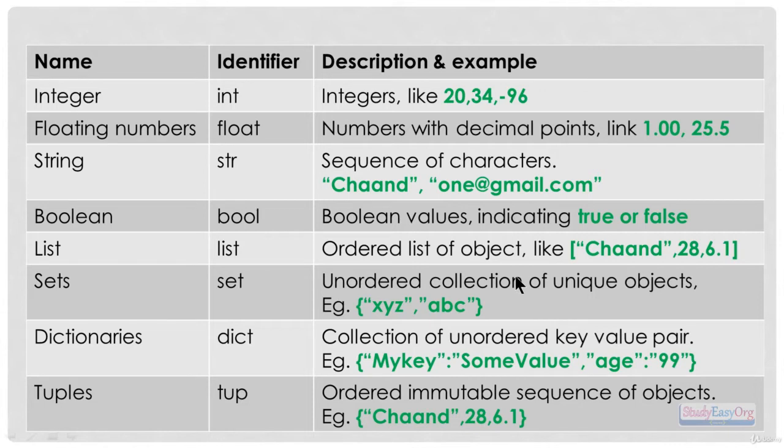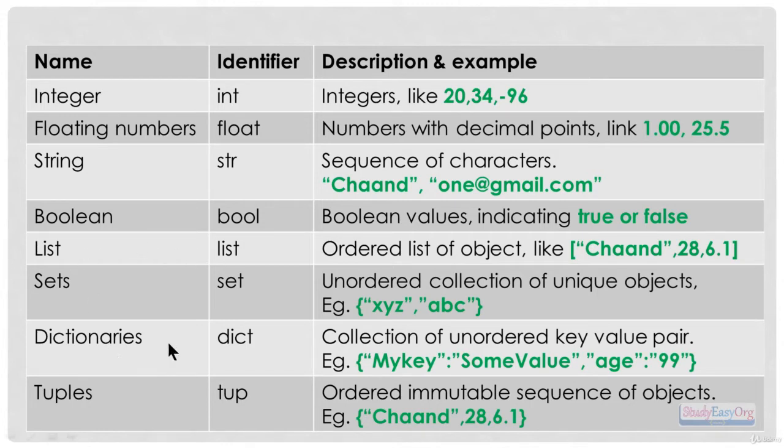Then we have sets. What is a set? Set is nothing but a unique collection of objects. What do we mean by this? There cannot be repeated objects. In the list we can have repeated objects, but when it comes to set there cannot be any repeated object, right? So this is a unique collection of objects.